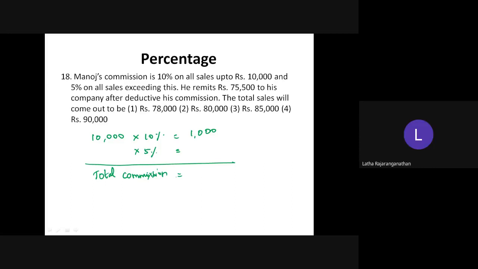And how much did he remit? 75,500. Now the remitted amount plus commission equals total sales, correct? Remitted plus commission equals total sales. Up to this, any doubt you can ask me now. Whatever is given in the question, I have written, and whatever we don't know, I have left a space. Okay, now we are going to use a trial and error procedure.